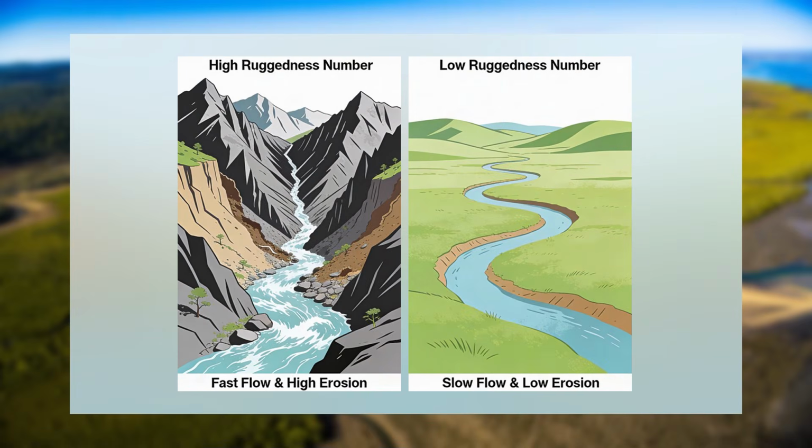If the ruggedness number is higher, it means the terrain is steep and highly dissected, which will cause the water flow to be very fast, leading to higher erosion and landslides. Similarly, if the ruggedness number is lower, that means the terrain is gentle or flat, the water moves slowly, and the erosion potential is low.